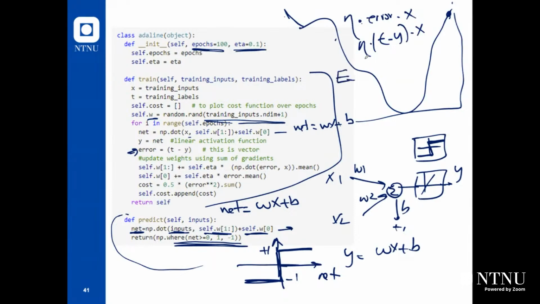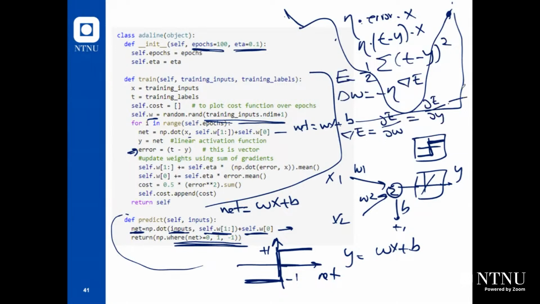If you want to get it, you need to just define your cost function. So error will be 1 divided by 2 summation of t minus y squared, correct? We need to get delta omega. So delta omega will be minus eta multiplied by the gradient of E. This gradient of E will be partial E by partial omega. So it will be partial E by partial y multiplied by partial y by partial omega, correct?